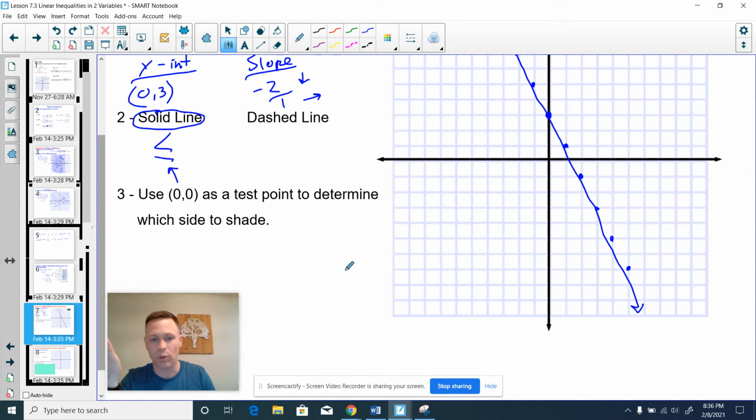What we do is test a point. We see where it works. And the easiest point to test is (0, 0). Okay, (0, 0) is right here. This is going to make that really clear. This is the point we're testing.